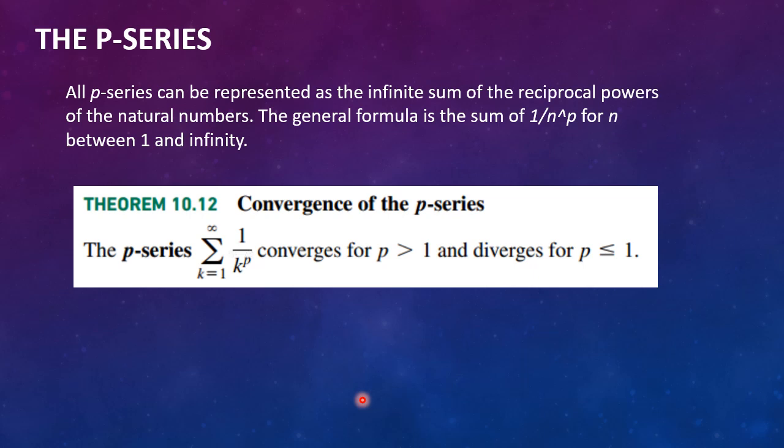Theorem 1012 is the p-test, which talks about convergence of the p-series. And for the p-series that we see defined as 1 over k to the p, this converges when p is greater than 1, and diverges when p is less than or equal to 1.